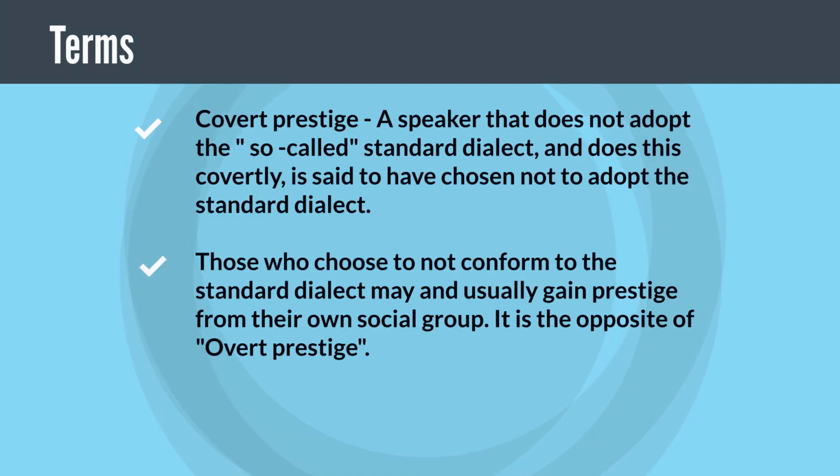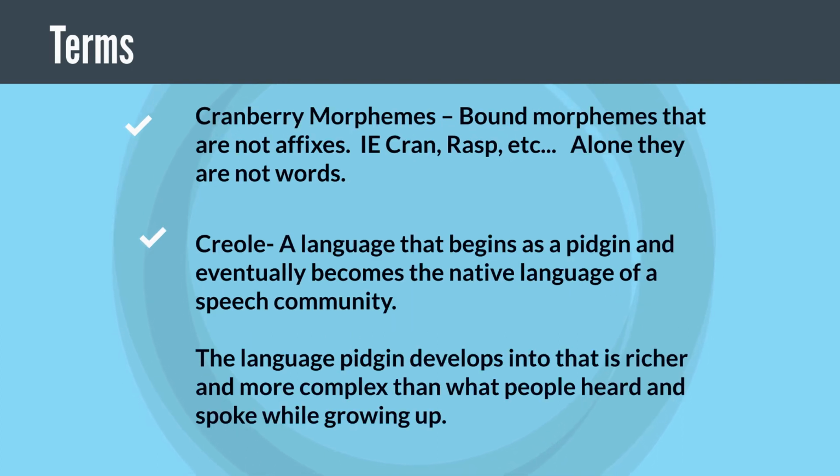Covert prestige, a speaker that does not adopt the so-called standard dialect, and does this covertly, is said to have chosen not to adopt the standard dialect. Those who choose to not conform to the standard dialect may, and usually do, gain prestige from their own social group. It is the opposite of overt prestige. Cranberry morphemes, bound morphemes that are not affixes, i.e. cran, rasp, etc. Alone they are not words.